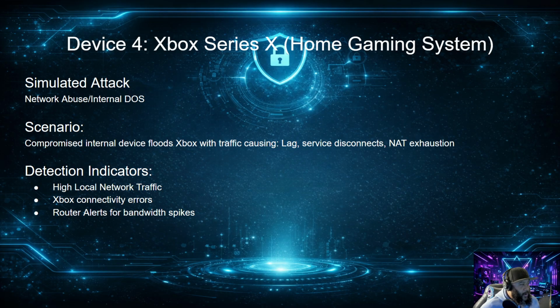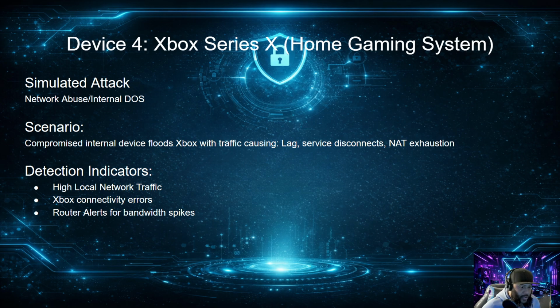All right, device 4 is going to be my Xbox Series X, a home gaming system. The attack that we're going to use is network abuse, or internal denial of service. That's what DOS stands for. A compromised internal device floods the Xbox with traffic, causing lag, service disconnects, and NAT exhaustion. Detection indicators are always high local network traffic, Xbox connectivity errors, and router alerts for bandwidth spikes.